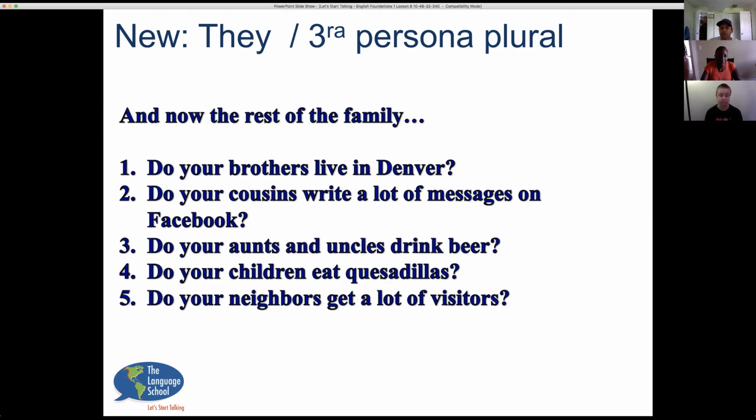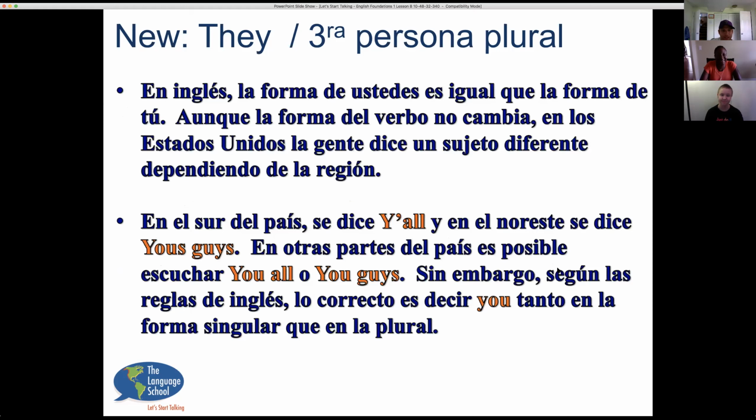Francis, do your aunts and uncles drink beer? No, they do not drink beer. Megan, do your children eat quesadillas? Yes, my children eat quesadillas. Francis, do your neighbors get a lot of visitors? Yes, they get a lot of visitors. Okay, muy bien. Okay, bueno.